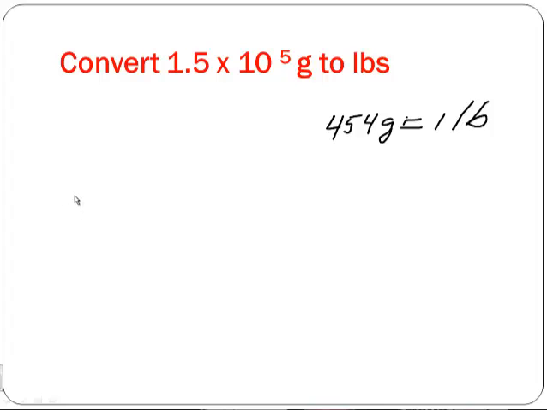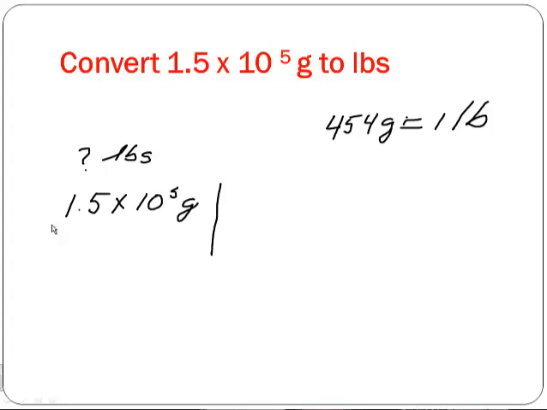So I'm going to start my problem. 1.5 times 10 to the 5th grams. And where am I going? I'm going to put my question mark. I want to go to pounds.